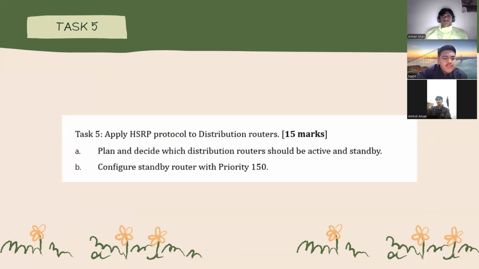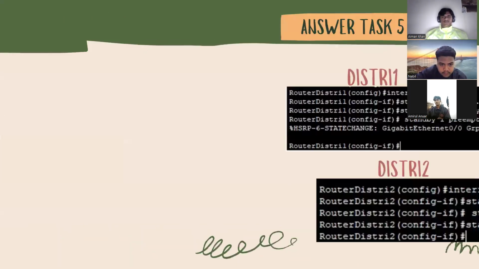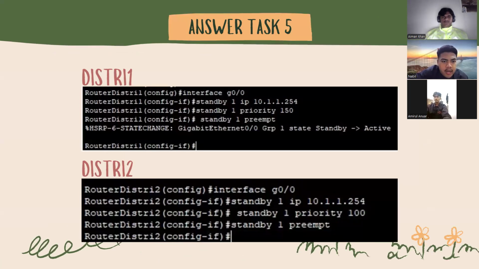Okay, we move to task 5. Task 5 needs to apply HSRP protocol on the distribution routers. So A, plan and decide which distribution router should be active and standby. B is configure the standby router with priority 150. Okay, this is the answer for task 5. Distribution 1 and distribution 2.